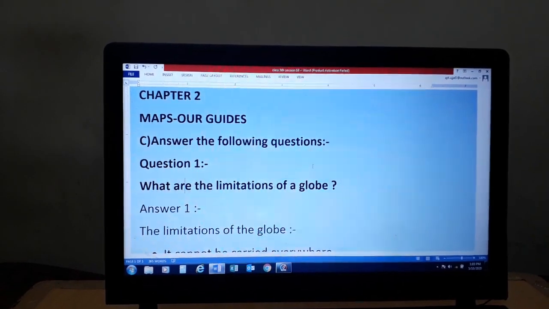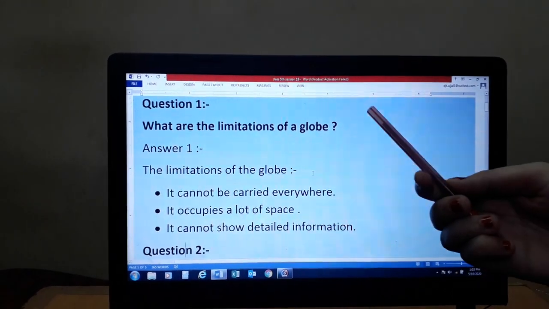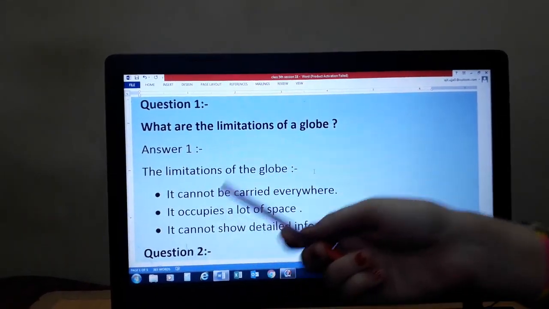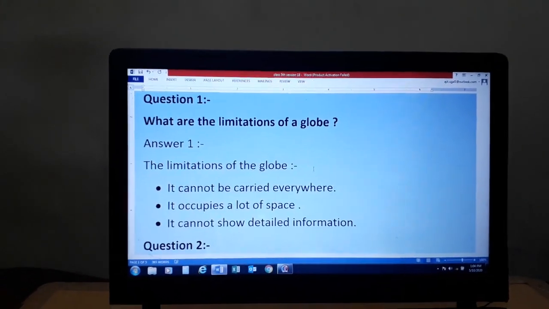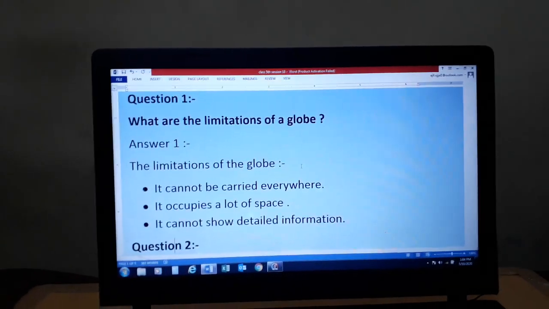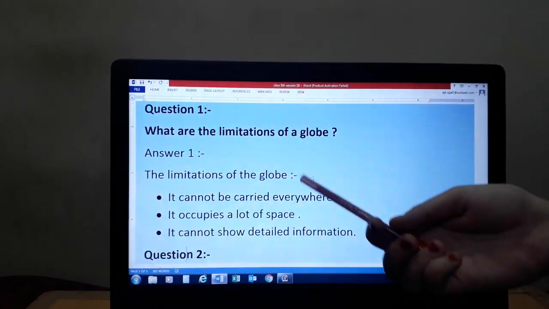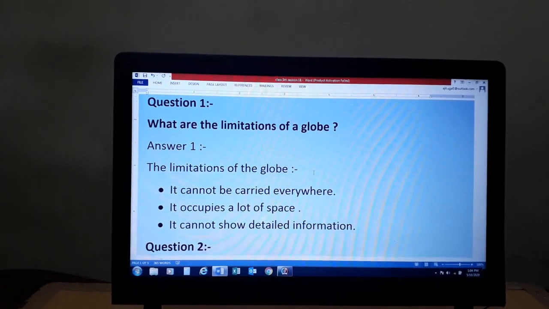Students, we discussed about globe. So now what are the limitations of a globe? The limitation of the globe is that it cannot be carried everywhere. Students, you know you cannot carry a globe everywhere wherever you go. That is the first limitation. It occupies a lot of space. It is heavy, so it occupies a lot of space.